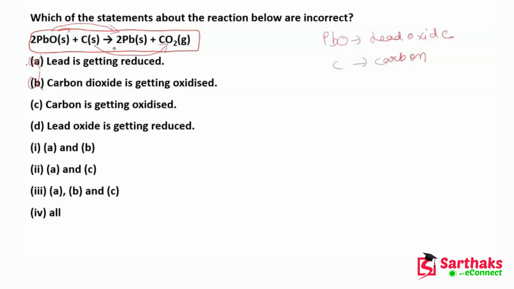Now let's talk about option C. Carbon is getting oxidized. It is true. Of course, carbon is getting oxidized. Lead oxide is getting reduced. It is also true that lead oxide is getting reduced into lead. Now guys, we have been asked for the incorrect option. So you know that the incorrect options are A and B. In the first option, A and B are given. So this is our right answer. These two are incorrect statements. Now let's move ahead and talk about the other question.